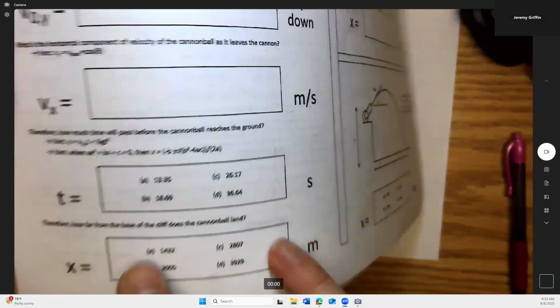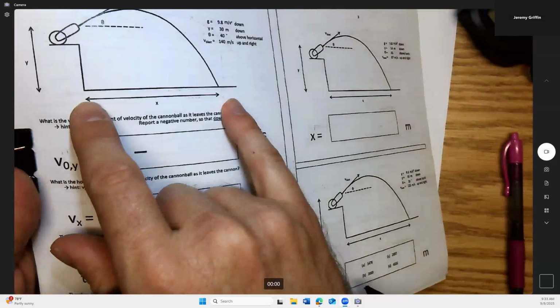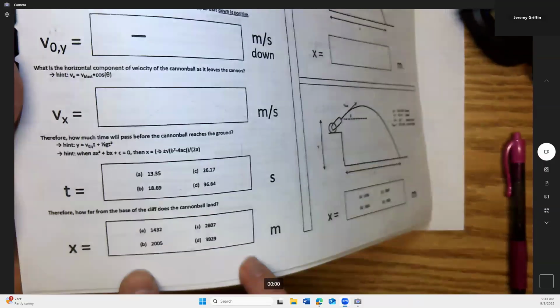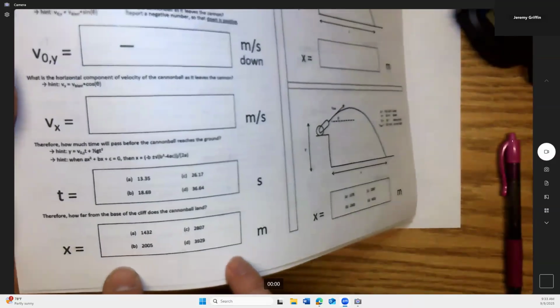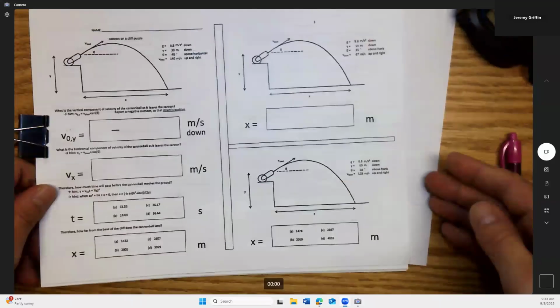And then how far across? Can you say x equals v sub x times t? So take this v sub x times this t, and you should get how far it goes. And then these other scenarios are just the same. I just didn't give you guiding questions.